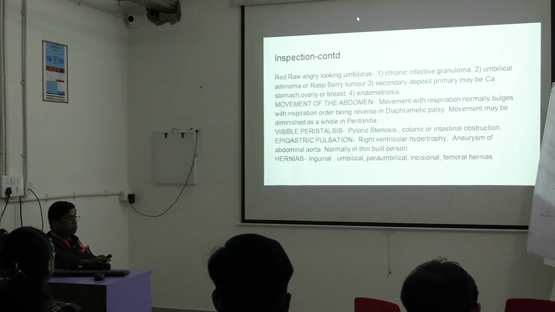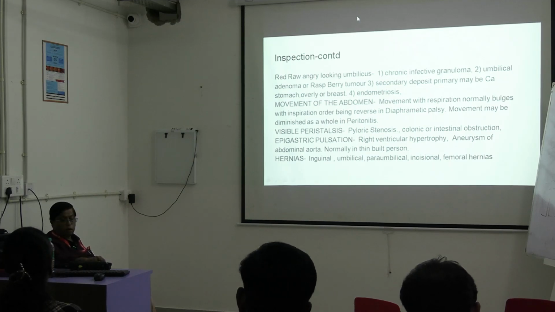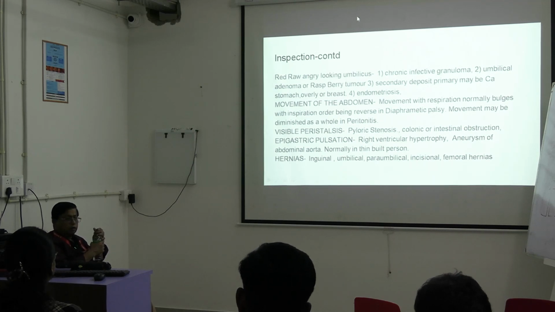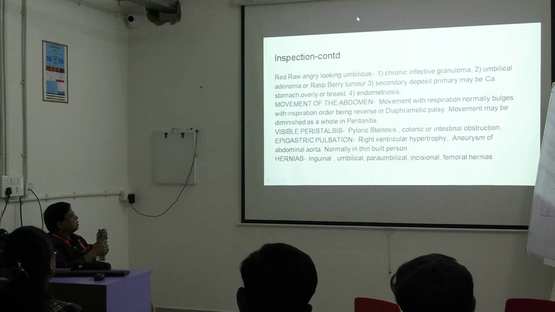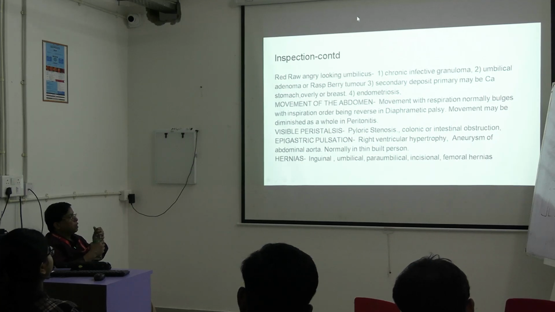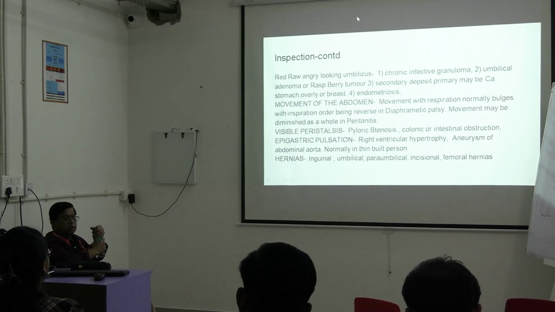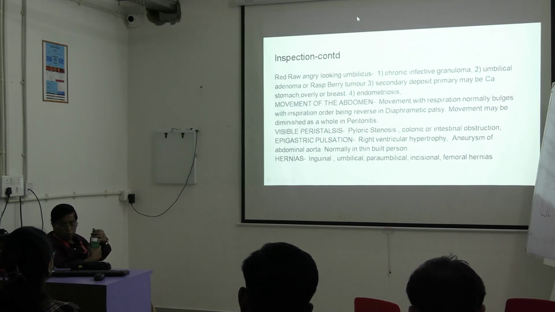Now after that, look for hernias. There are several sites for hernias in the abdomen, you know this. There is inguinal hernia, seen in the inguinal region, and umbilical hernia. Umbilical is a site for hernia. You look for hernia in the umbilical region, and the paraumbilical region, which is called paraumbilical hernia. Incisional: the patient has a previous history of operation, suppose gallbladder or appendicular operation. Incisional hernia is very common.